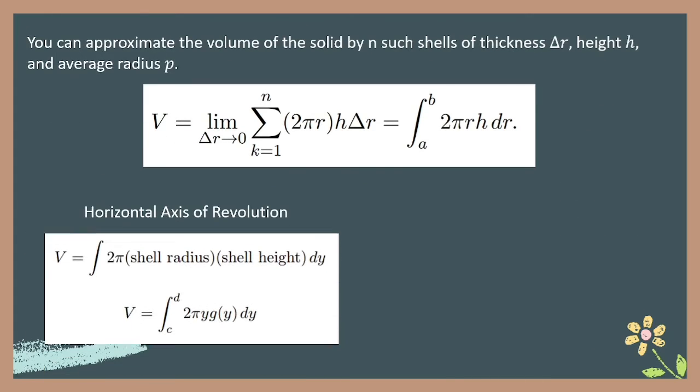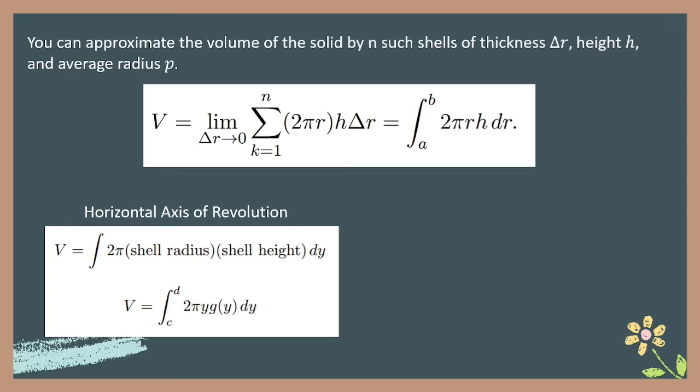Also, we can approximate the volume of the solid by n such shells of thickness delta r, height h, and average radius p. So we have here the summation if we have to solve by hand. In the easier process, we use integration. So now we have the integral from a to b of 2 pi r h dr.